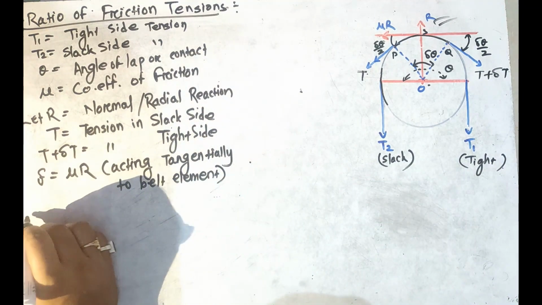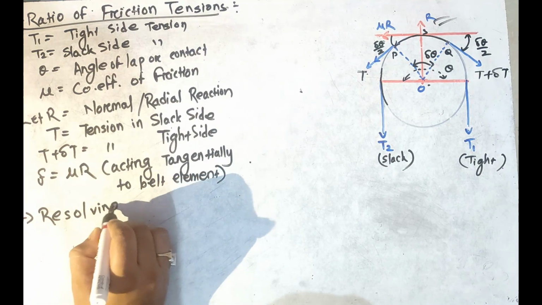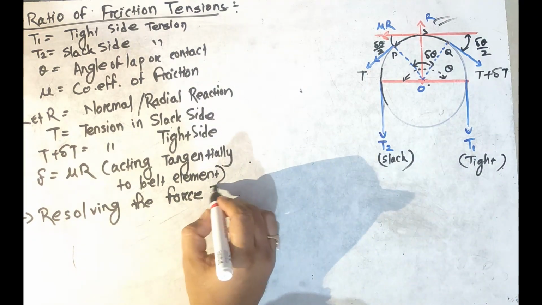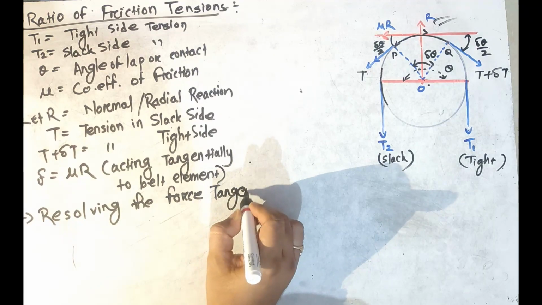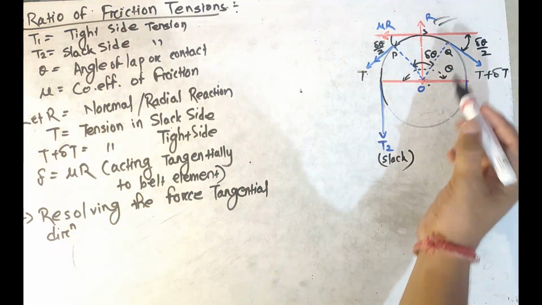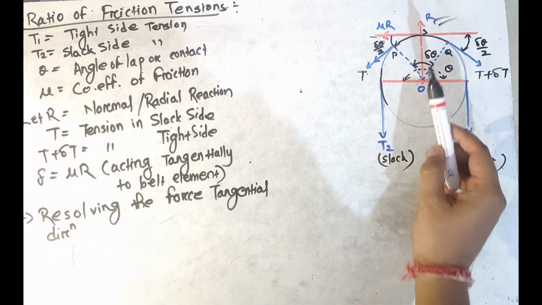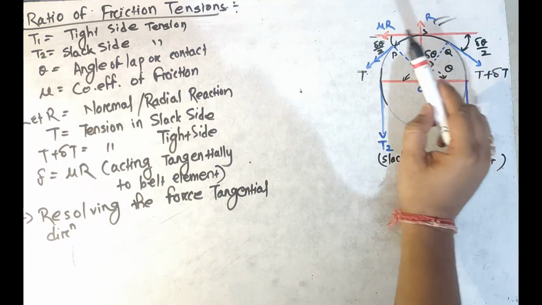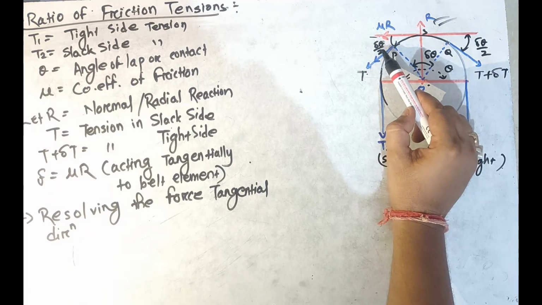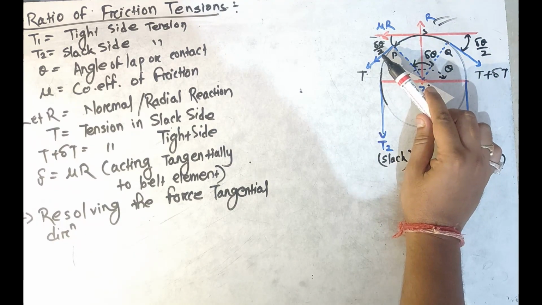So resolving the forces in the tangential direction, we have mu R, which is one tangential direction force. This T, its horizontal component, will be in the tangential direction, that is T cos (del theta by 2). So you must be wondering, how is this del theta by 2?